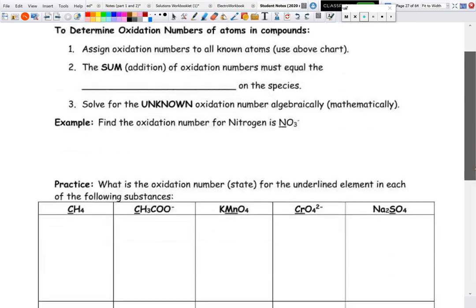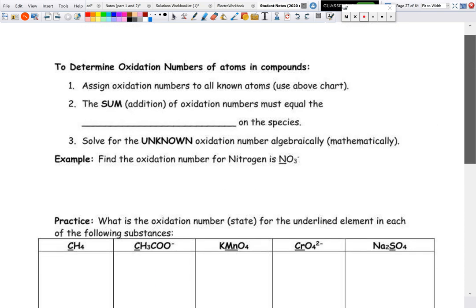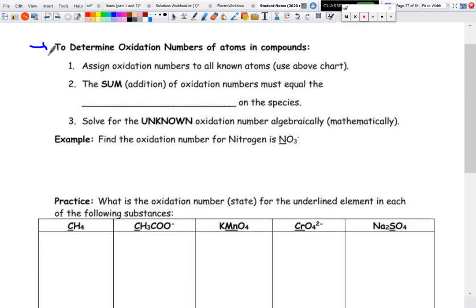So we are going to do some practice down here, and I'll go through the first few with you. So, of course, determine oxidation numbers of atoms in compounds. We assign oxidation numbers to all known atoms, so the chart on the previous page. And then, of course, the sum or the addition of all the oxidation numbers must equal, in this case right here, the overall charge on the species, and of course we solve for any unknown oxidation numbers if we don't know what they are. And we're going to do that algebraically or mathematically.